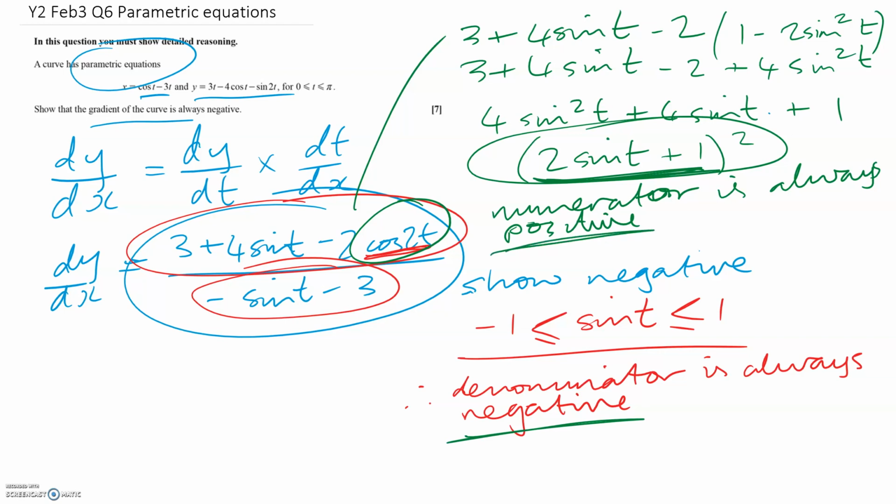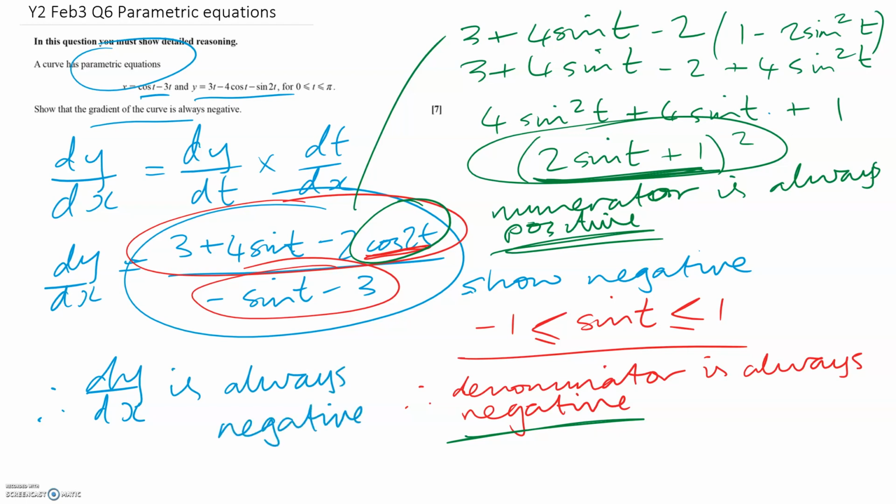So then if we've got a positive numerator and a negative denominator, we can finish off the question by saying, therefore dy by dx, which is the gradient of the curve, is always negative, because you've always got a positive here divided by a negative.